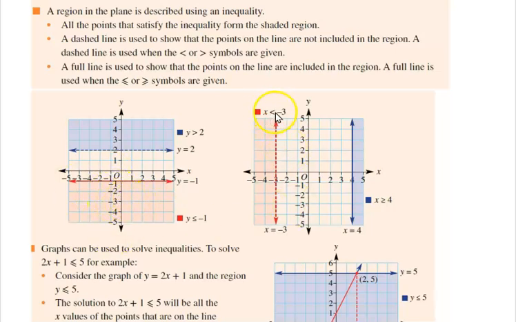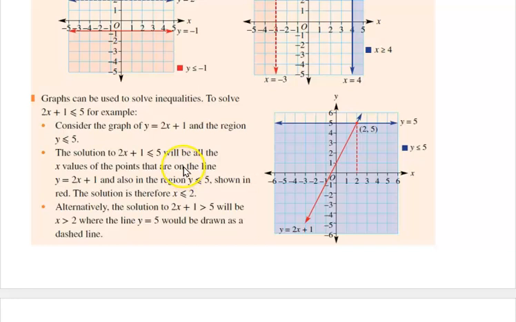Similarly with x, if x is less than -3, it's a dashed line where x equals -3 all along this area, and then we shade in anything that's less than. So if this Cartesian plane went to -10, we would shade that in as well. If x is greater than or equal to 4, we have a solid line where x equals 4, and we shade in after that. Now this is where it gets really fun.